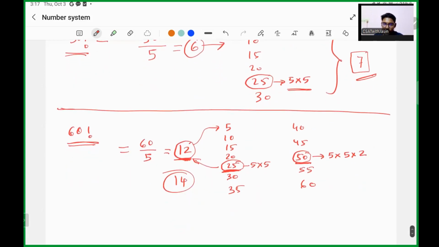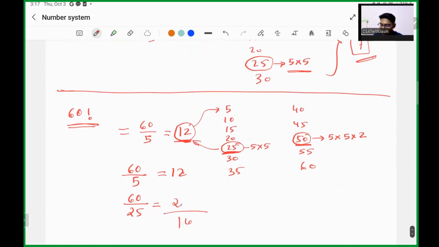There is a trick here for you to easily find out. You just divide 60 by 5, you will get 12. So you understood that there are 12 multiples of 5 inside 60 factorial. Now you divide 60 by 25 to identify how many multiples of 25 are there inside 60. You will get 2 point something, so just take it as 2. That means 2 multiples of 25 are there in 60 factorial. So just add this one: 12 plus 2 is 14.